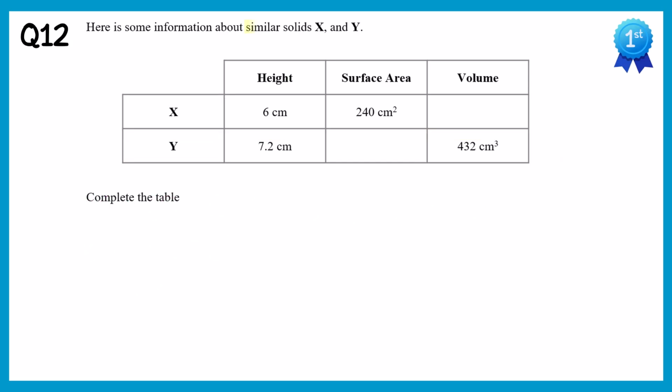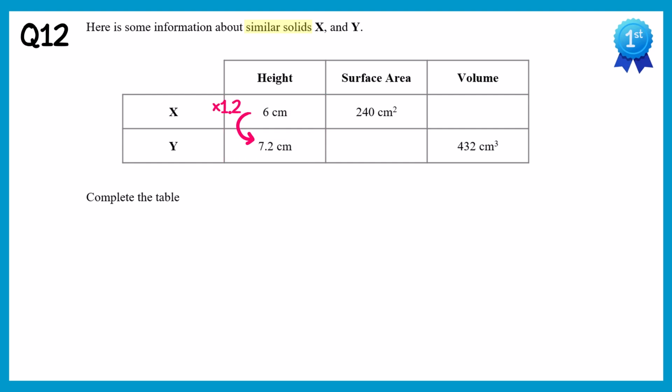In this question, we have similar solids x and y. Since they're similar, we can consider the length, area, and volume scale factors. We can work out the length scale factor because we've been given the heights of both of them. They're 6 and 7.2. So we just need to work out what we multiply 6 by to get to 7.2. Using your calculator, 7.2 divided by 6 is 1.2.